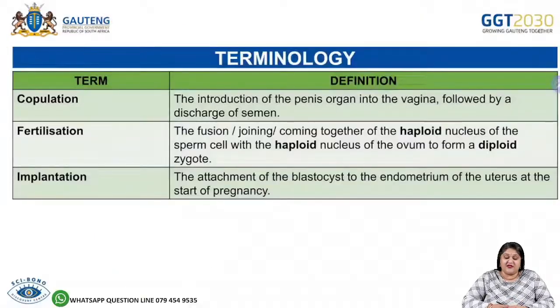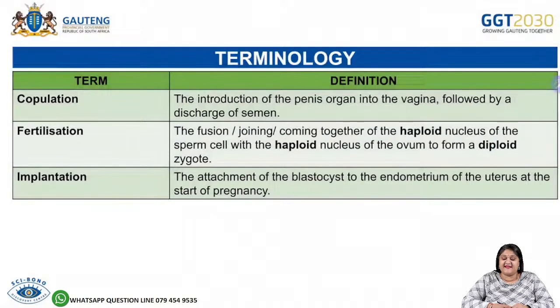But firstly, we need to have a look at terminology. The three terms I want us to look at now are copulation, fertilization, and implantation. These three you also need to know. It's part of your syllabus. It's stipulated in the examination guidelines, so please take notice. Copulation is the introduction of the penis into the vagina, followed by the discharge of semen. That is called copulation, and this is specifically what I'm talking about here in humans.